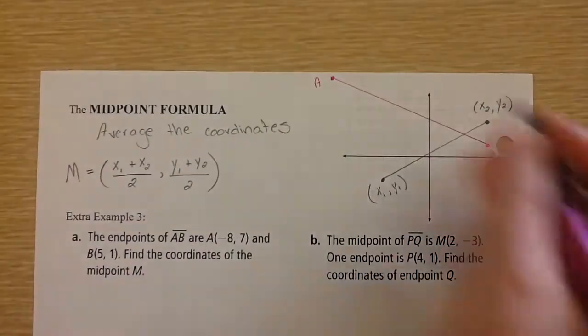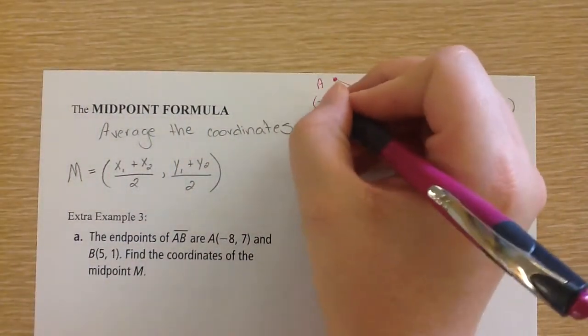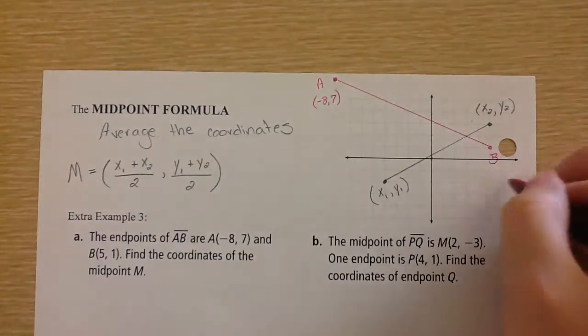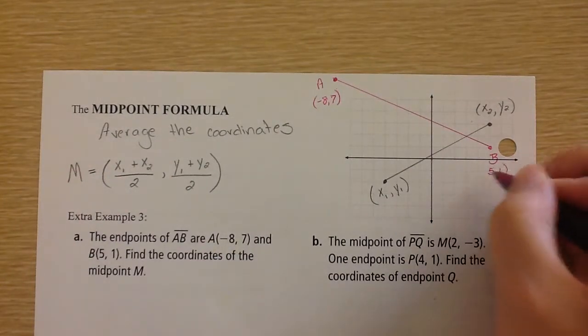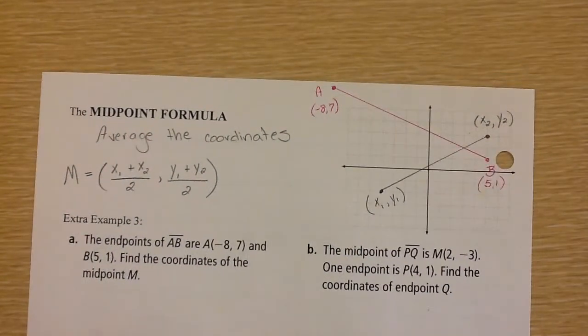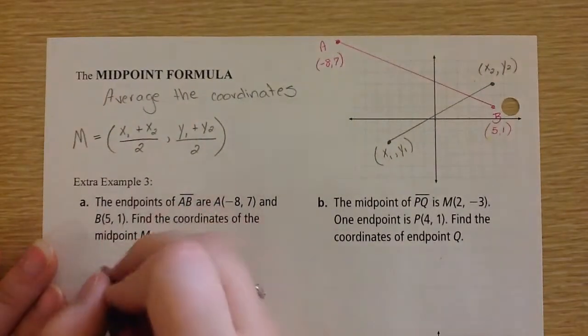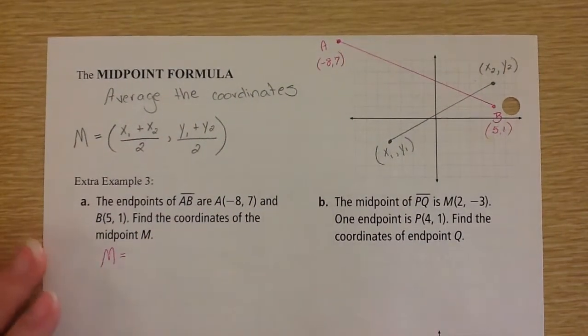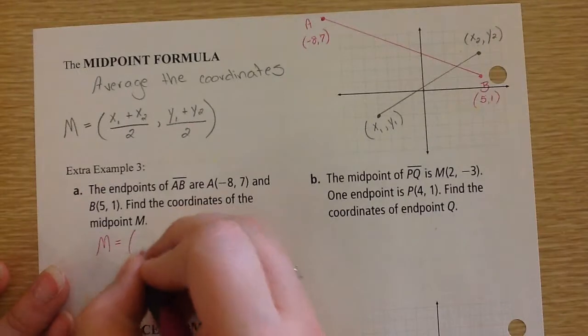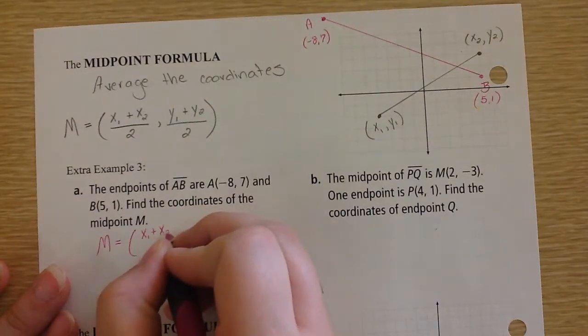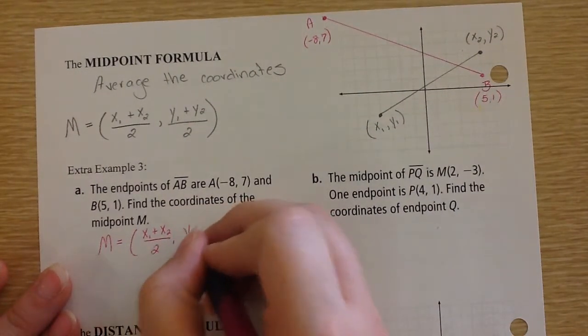So now, again, point A is at -8, 7. B is at 5, 1. We want to label our points. So now I want to find the midpoint. The first thing is I need to write the formula down. Again, please write it down every single time you use it: x1 plus x2 divided by 2. It'll help it stick in your head.